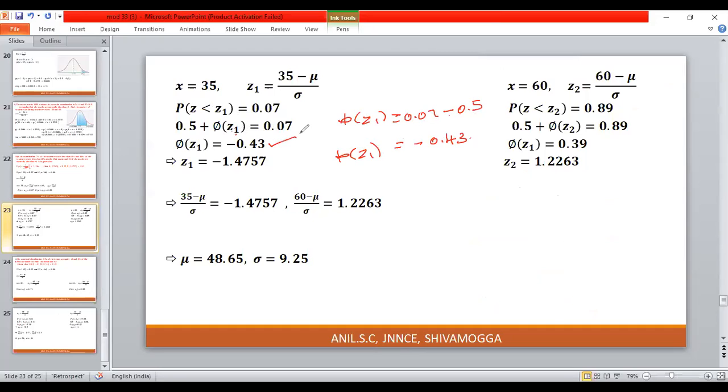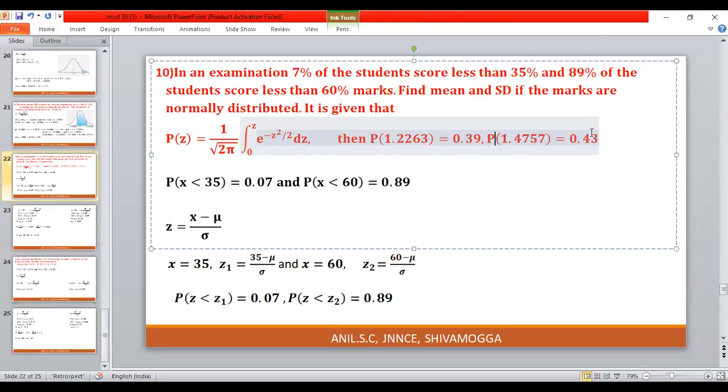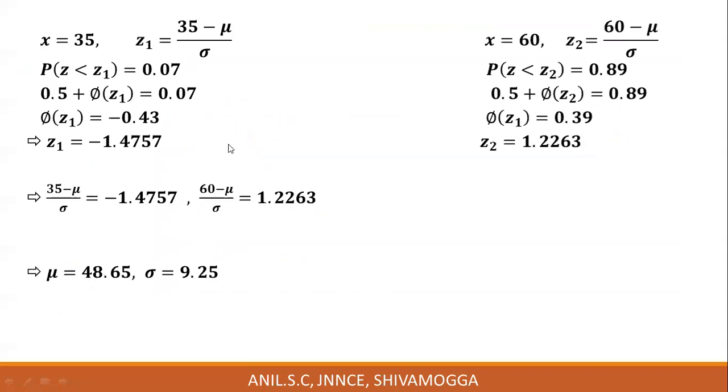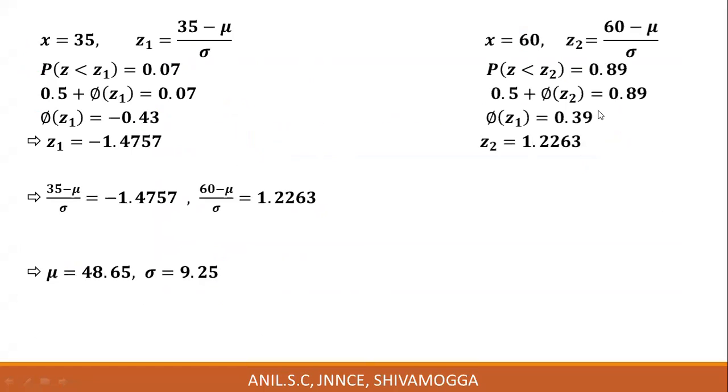This is the statement. Now, using the table, we can find the value of Z. You think like this: if the probability is equal to 0.43, then what will be the corresponding Z? It is specified in the problem. See here, phi of 1.4757 is equal to 0.43. Therefore, Z1 is equal to 1.